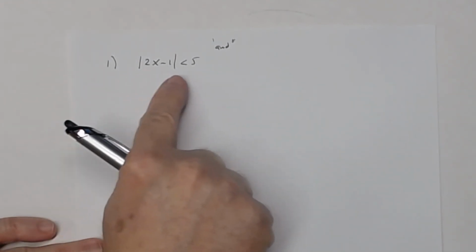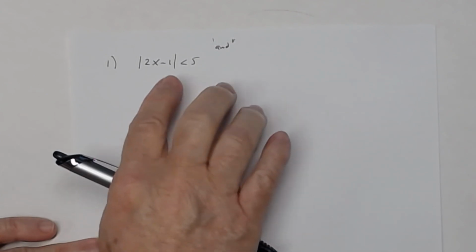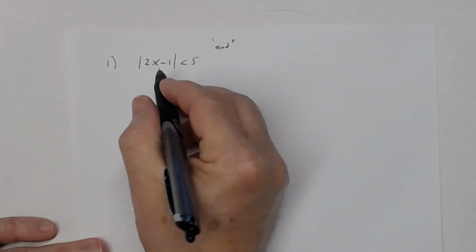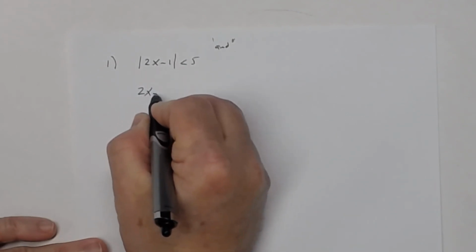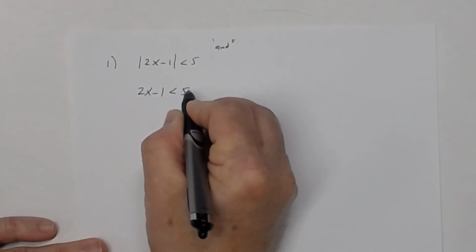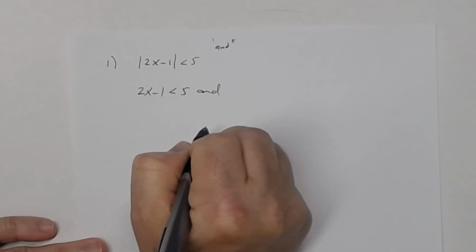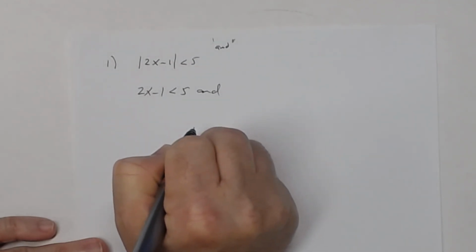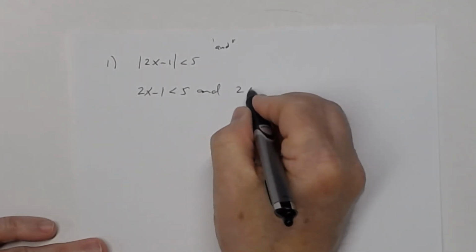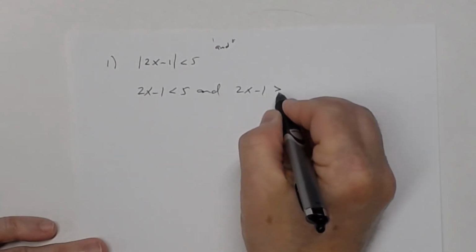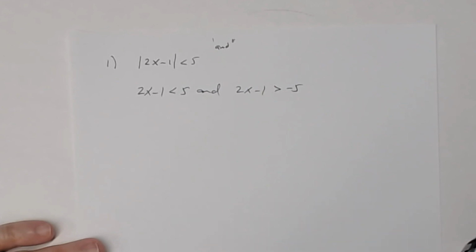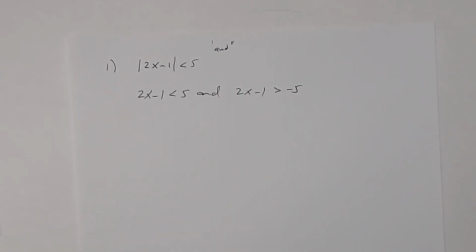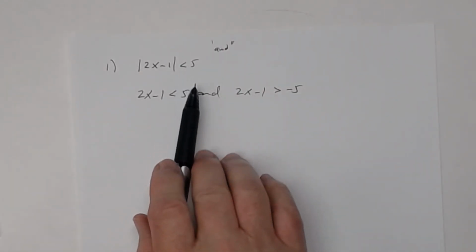And the way you're going to solve a less than inequality, there are two ways you could do it, but one way is this. So you're going to say 2x minus 1 is less than 5, and at the same time, 2x minus 1 has to be greater than a negative 5. Okay? Okay, so notice less than is an and statement.